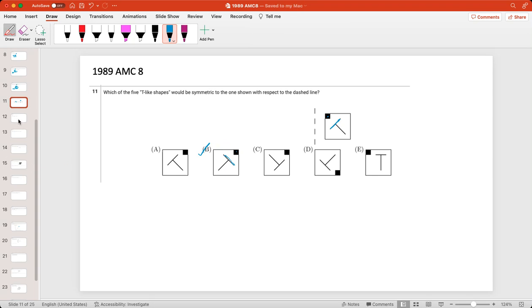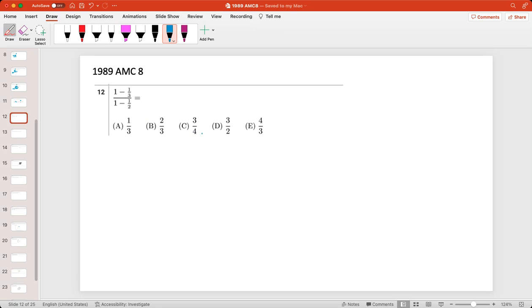Going to the next question. 1 minus 1 by 3 is 2 by 3, divided by 1 minus 1 by 2, which is 1 by 2. So this is nothing but 2 by 3 into 2 by 1, which is 4 by 3, which is answer option E. Okay, going to the next question.